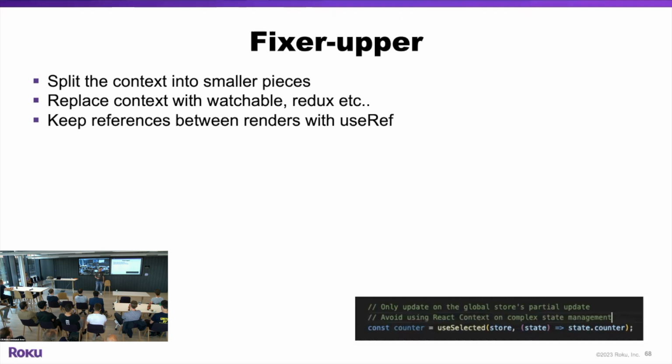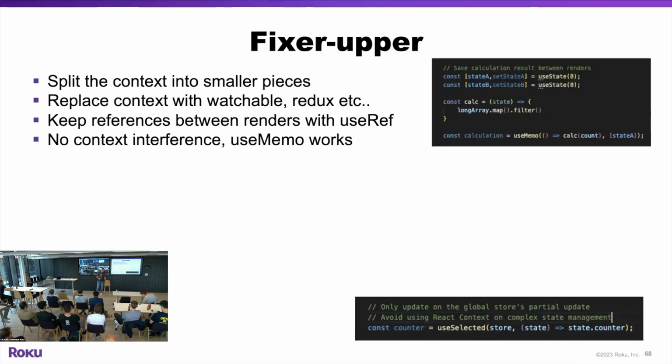We could also keep references between renders with useRef. This could help us save the time that on every render we spend creating a new event listener. When we have no context interference, when we do not have a higher level context, the useMemo will become more effective. And we can use that to stop the render propagation down the component tree.